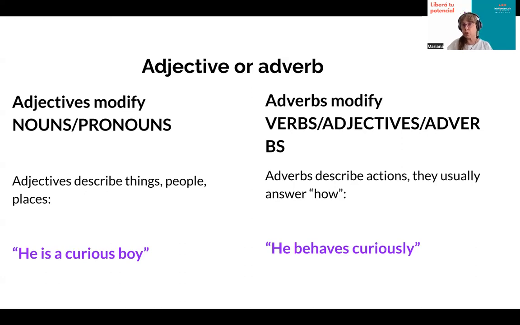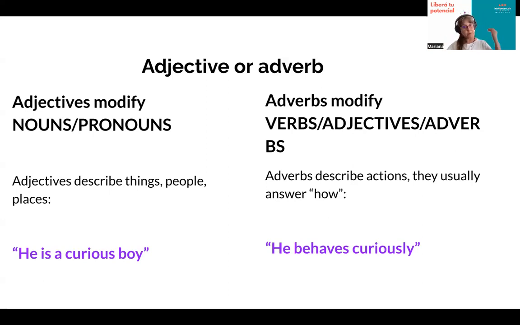He behaves curiously. So how does he behave? He behaves curiously. That would be the way they are used. And look, when we are talking about how, they come after the verb. Why am I focusing on this?